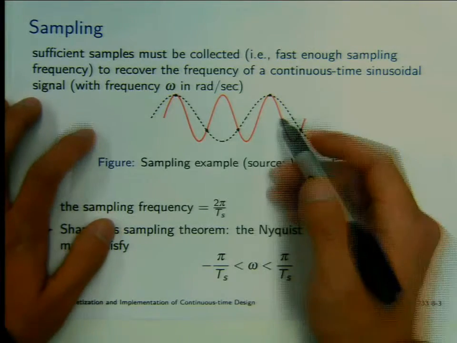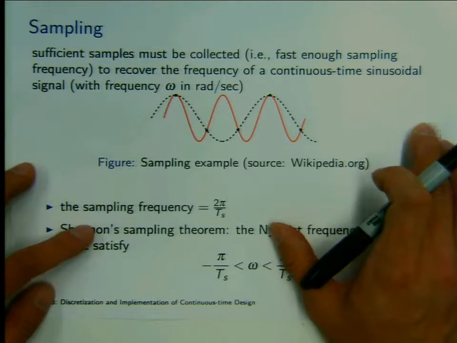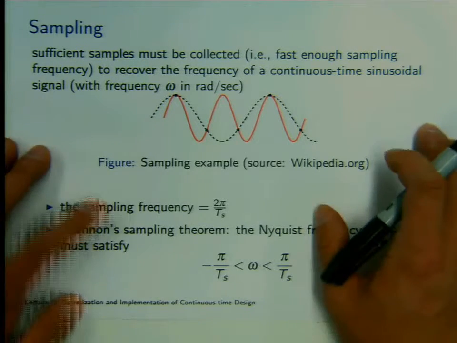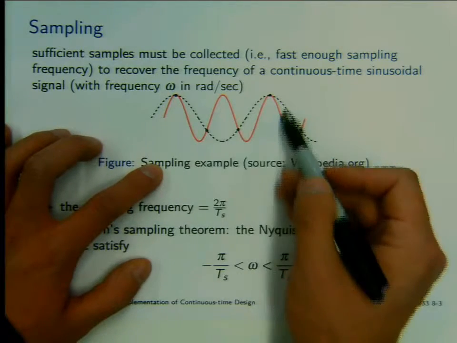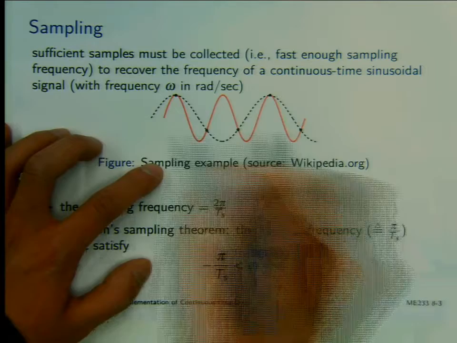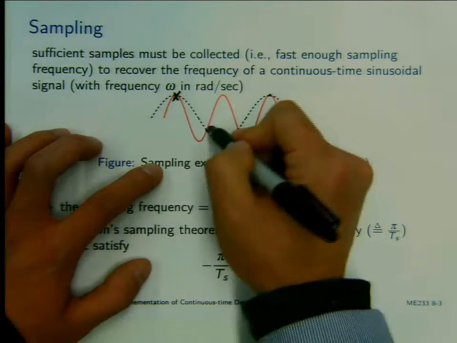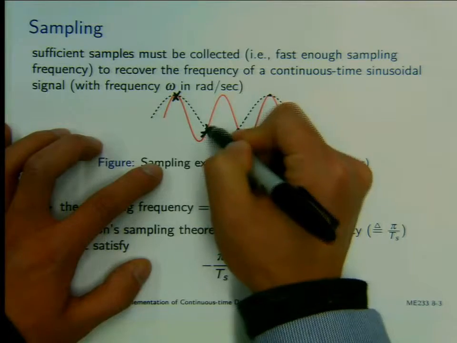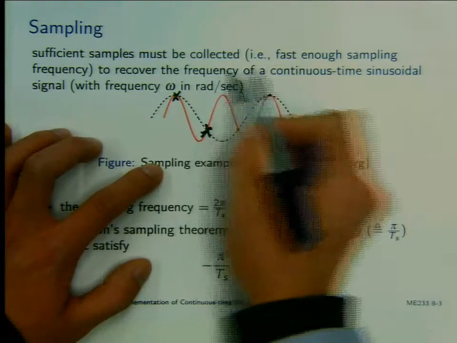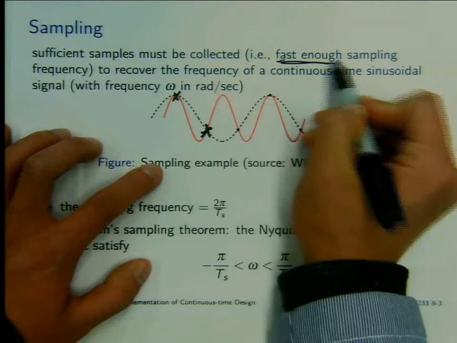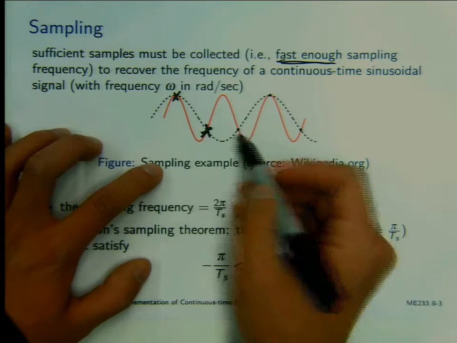There's a very fundamental result we have to bear in mind when we do this sampling. It says this. Suppose the signal is exactly a sinusoidal signal, then you have to take enough samples. In other words, you have to sample fast enough to be able to recognize it is a sinusoidal signal at this particular frequency.